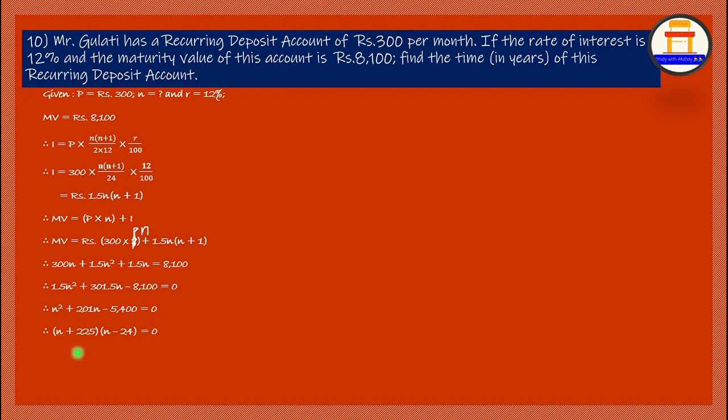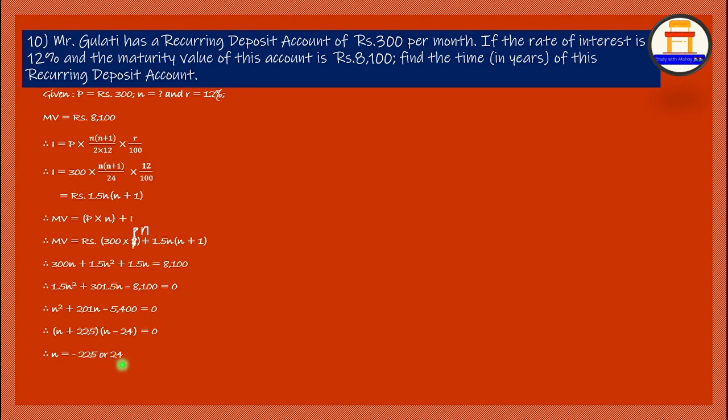So finally we get n plus 225, n minus 24 equals 0. So n equals minus 225 or 24. Basically this is in the form of months. So minus 225 cannot be taken because it is negative. The number of months cannot be negative. So we have to ignore this and take only 24.